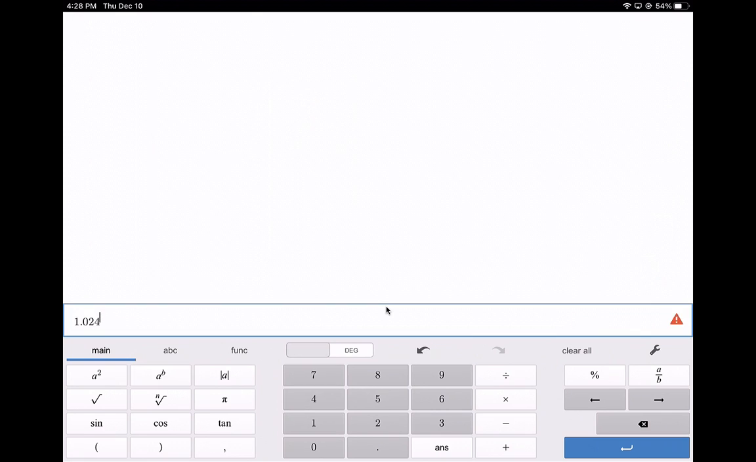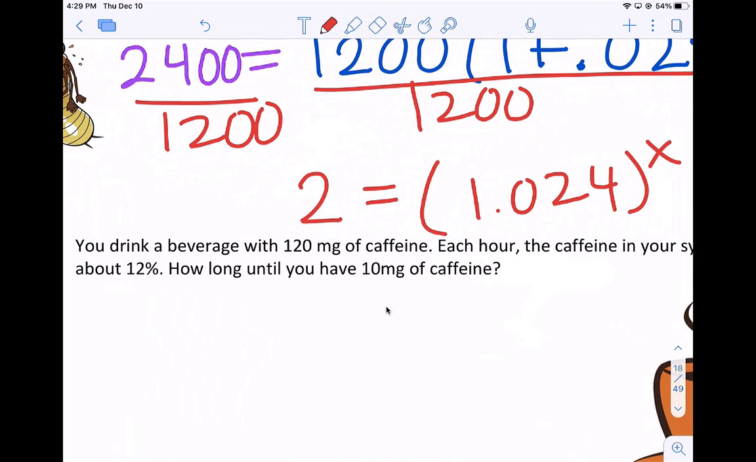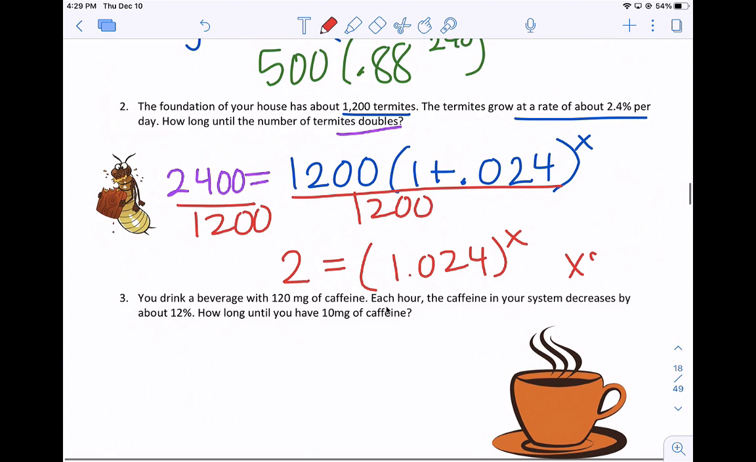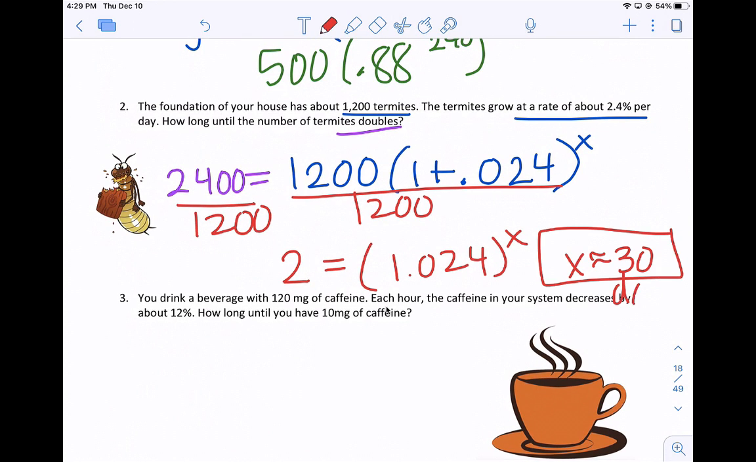So I'll just try, I don't know, 8. Nope, too small. Let's try 9. Too small. Let's try like 15 days. Again, I'm looking for when it doubles. Let's try 30 days. That's pretty close, right? So I'm going to say 30 days, and we get that number 2 there, which is what we wanted. So when x is about 30 days, so after a month, the population has doubled. All right, let's take a look at our last example, and then you'll be able to try this out.